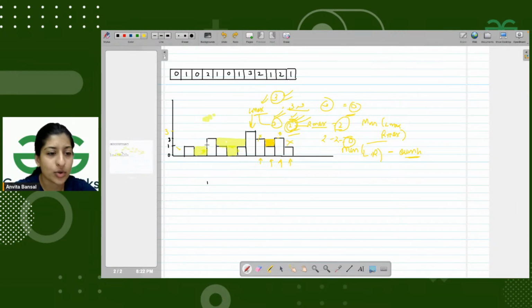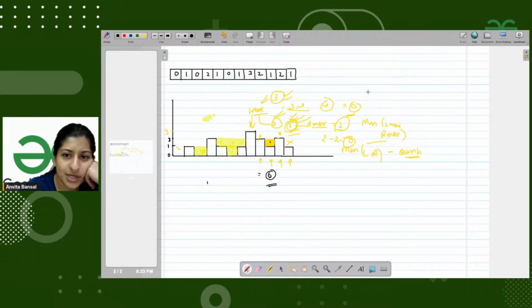So the total amount of water that can be stored here, if you observe, is: this is of unit 1, this is of 1, this is of 1, this is of another 1, this is of 1, and this is also of 1. So 1, 2, 3, 4, 5, 6. Total is 6. That is the amount of water that it should return.